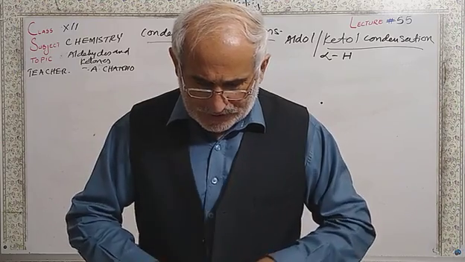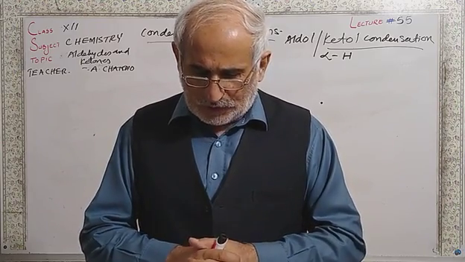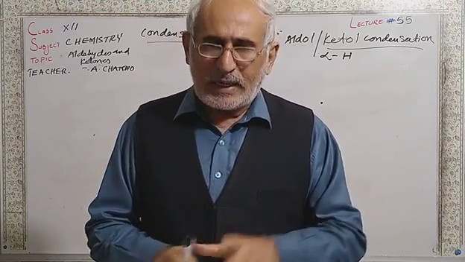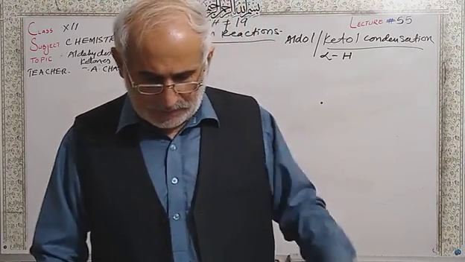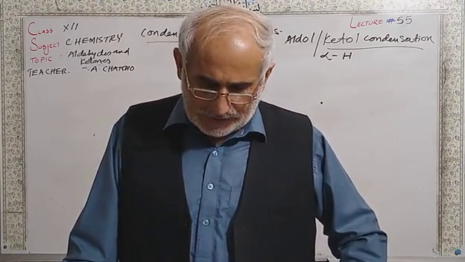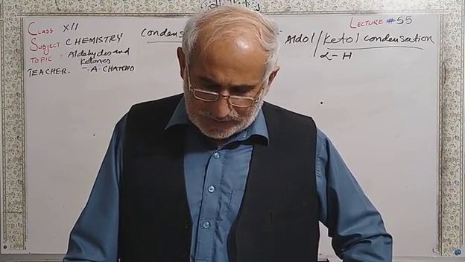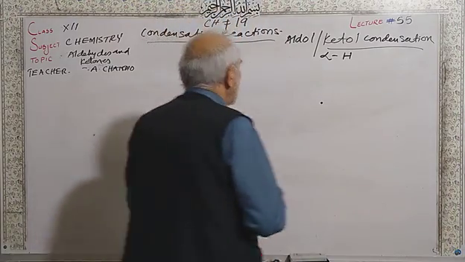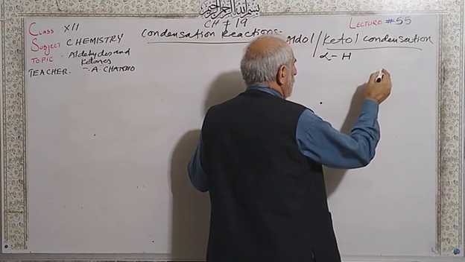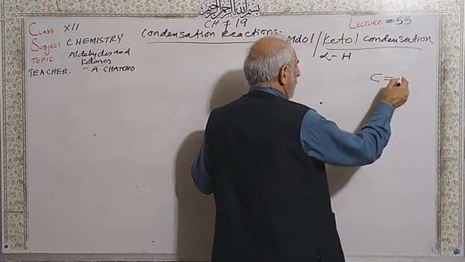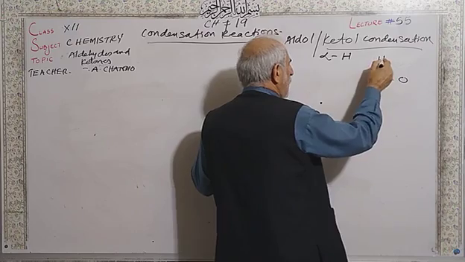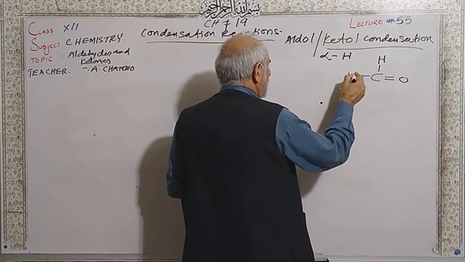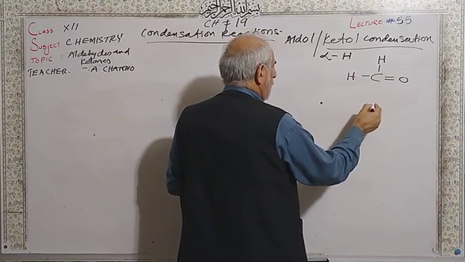Aldol condensation is a reaction in which two molecules of same or different carbonyl compounds, maybe aldehyde groups or ketone groups, contain alpha hydrogen. I will explain, what is alpha hydrogen? The hydrogen attached to the carbon atom next to the carbonyl group. Like this one. This is the carbonyl group, aldehyde, maybe ketone. If I am writing this, then I will explain the reaction.